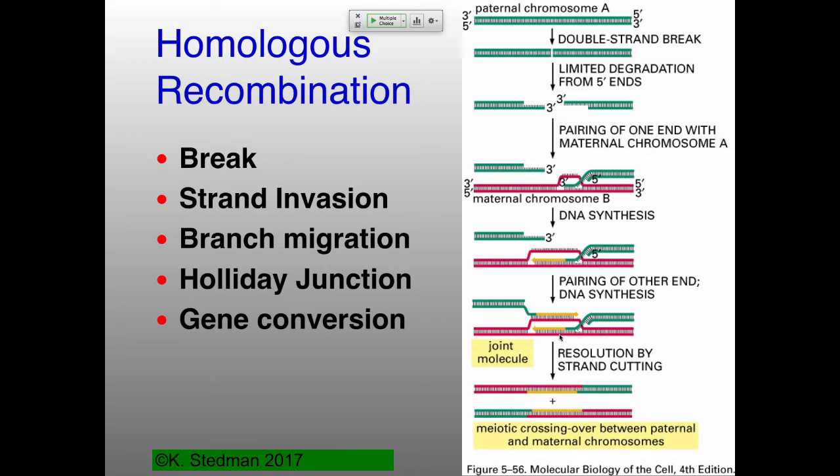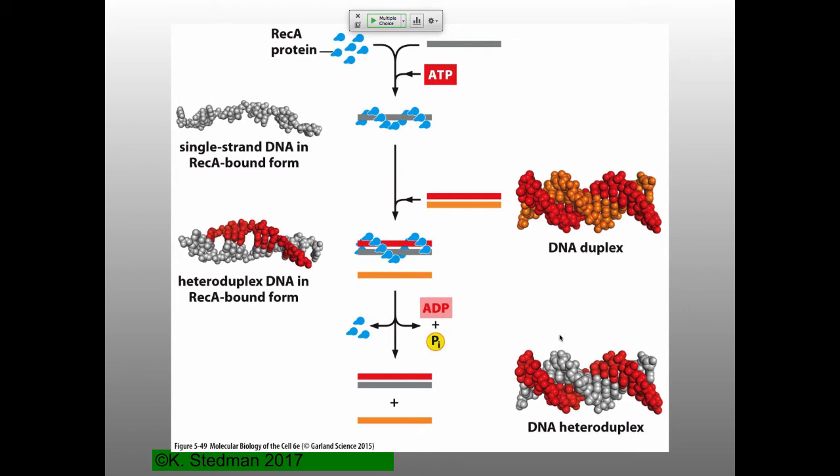So let's look at these individual steps here. The first step that happens is that 3' extension has to undergo strand invasion. Just those three prime extensions by themselves are not going to be able to undergo strand invasion. They need to bind to another protein. That protein in E. coli is called RecA. Why is it called RecA? Because if you have mutations in it, you have defects in recombination.